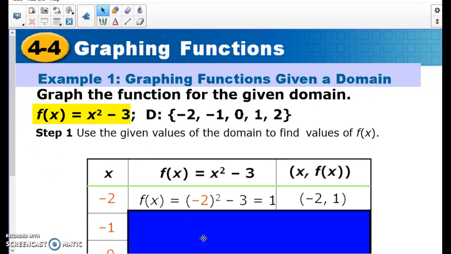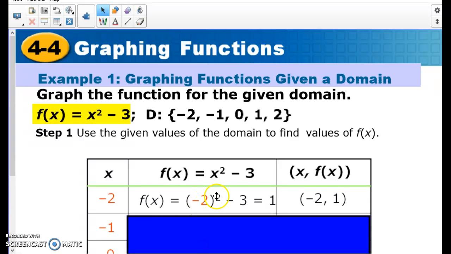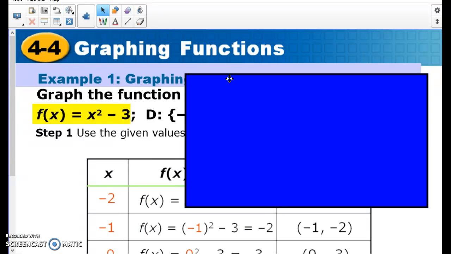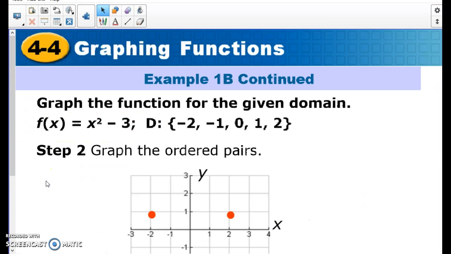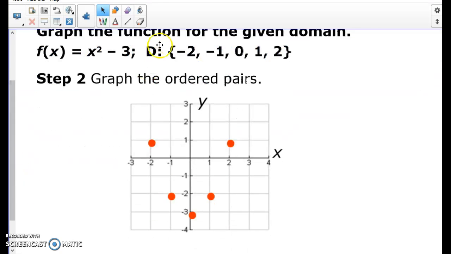If I plug in -2, -2 squared is 4, 4 minus 3 is 1, so I'm graphing (-2, 1). Same thing as I keep going down. If I put in -1, -1 squared is 1, 1 minus 3 is -2, so I'm graphing (-1, -2). That would go on and on as I keep going down. Then this is what my graph would end up looking like. All those domains, and here's my U shape that I would get.